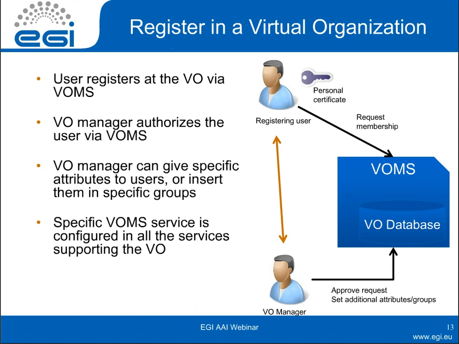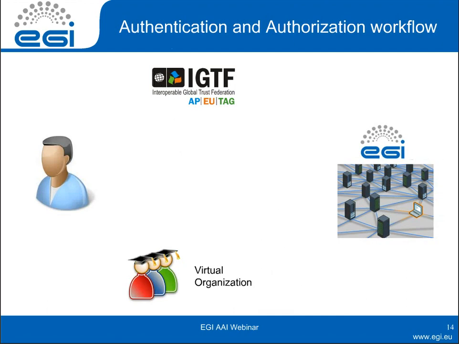So basically, once a site is supporting the VO, there is no need for the VO manager to contact the service providers, the site, the resource centers to communicate changes in the VO membership, because everything is done through the VOMS server. So, as I said, there is no need for the VO managers to contact the resource center. So how does the authorization workflow work for EGI in this scenario?